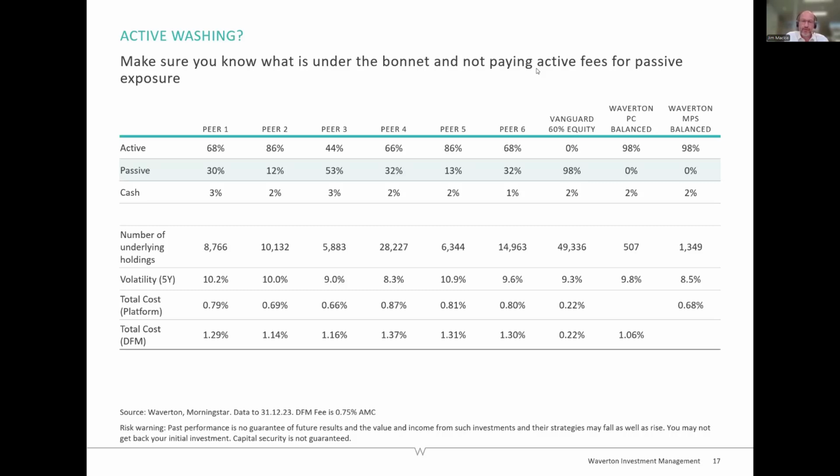And it gets worse if you look at peer 3, that 53% of that portfolio is actually in passive investments, which means if you, as an advisor, are blending that peer 3 portfolio with a passive for your client, you're actually 75% passive, which is certainly a trend we've seen increasing in terms of the passive holdings amongst our peers.